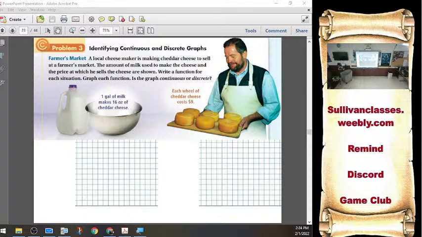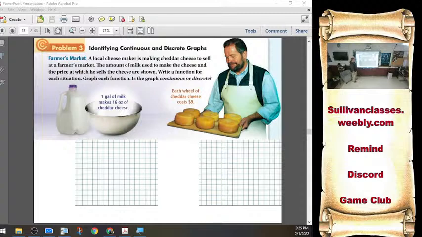Cheese. This textbook publisher has a thing for cheese. I found a word problem about cheese and graphs in every single one of their books. They just got a thing for cheese. Local cheesemaker, if you know how it's actually made, it is a dairy product that has been curdled, basically. It's not like you milk a particular kind of cow and out comes string cheese. So you actually make the cheese that's processed. And it says the amount of milk needed to make the cheese and the price at which he sells the cheese are shown. Write a function for each situation. Graph each function. Is the graph continuous or discrete?